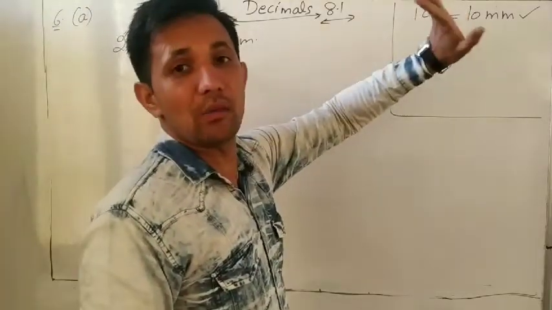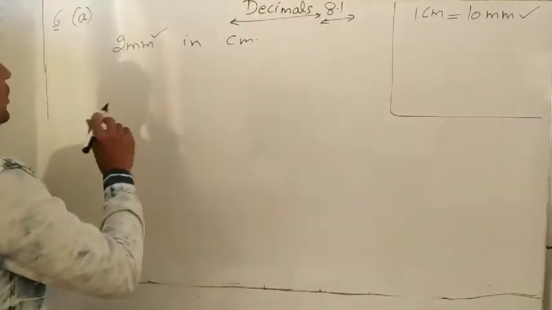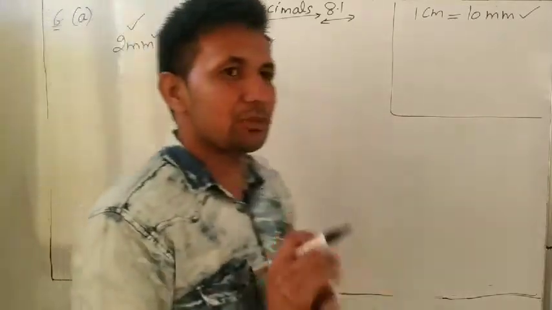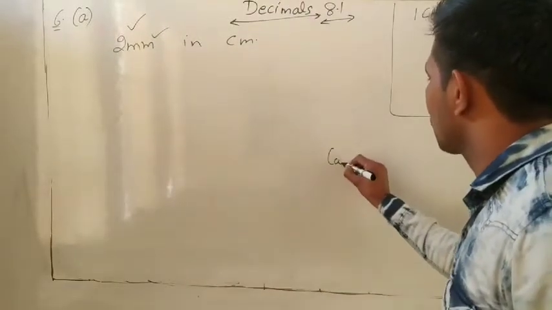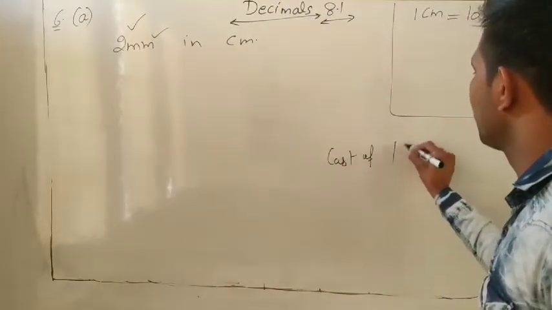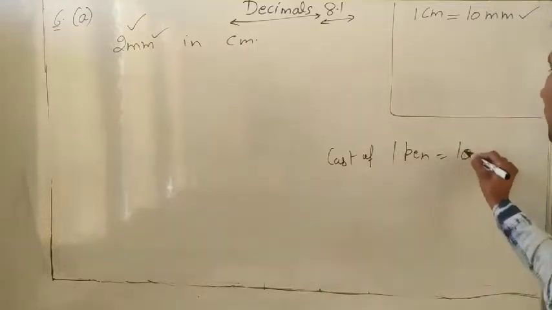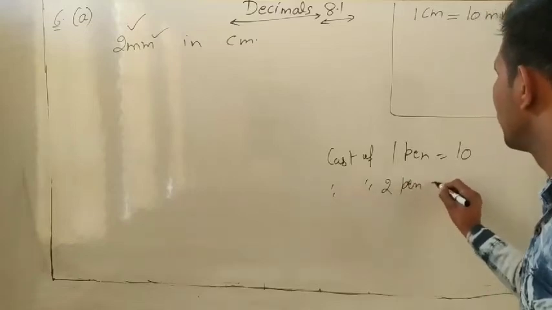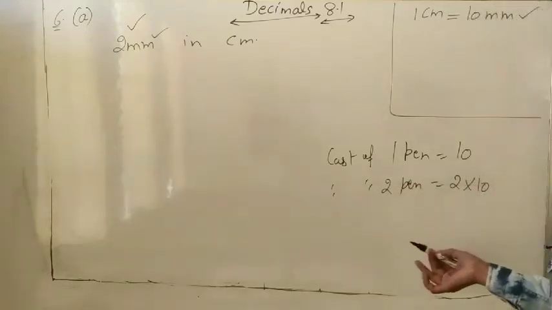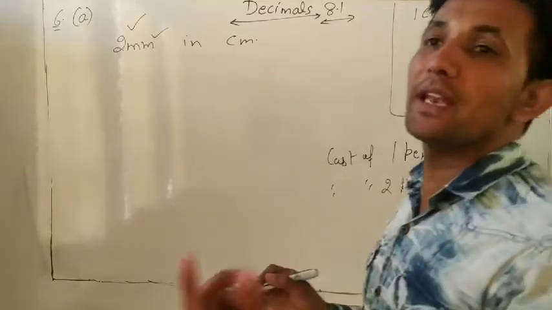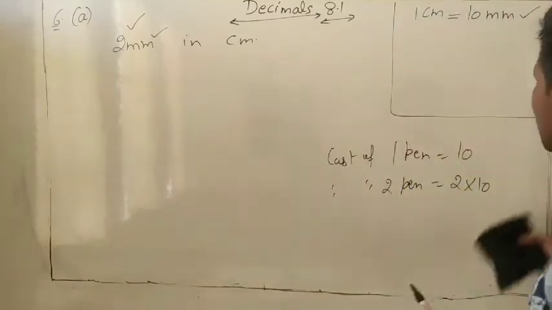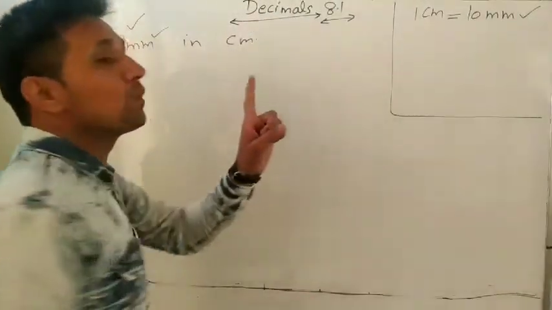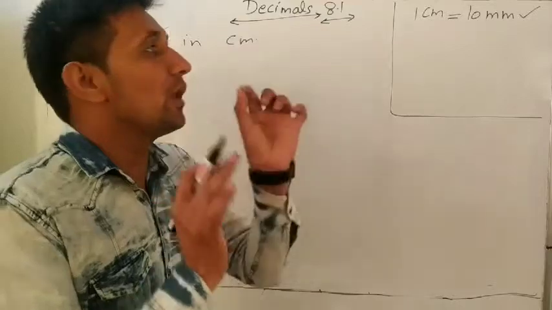So we will use this formula always. Okay. So tell me, you want to represent a very simple thing. Suppose you know cost of 1 pen is 10 rupees, and tell me cost of 2 pens, how will you find? 2 into 10 is 20 rupees. So you will buy 2 pens in 20 rupees. Same as it is, if you want to find the value of 2 mm, first we will find what is value of 1 millimeter.